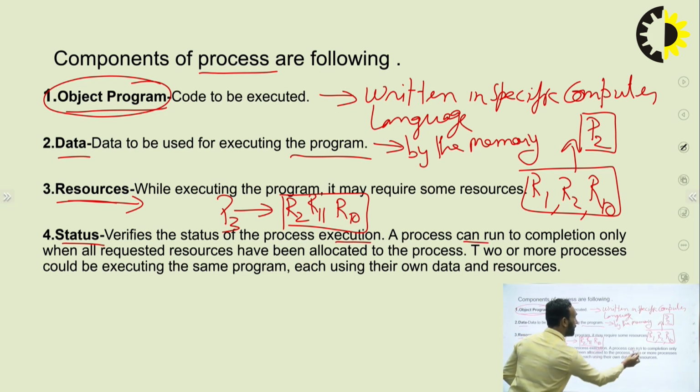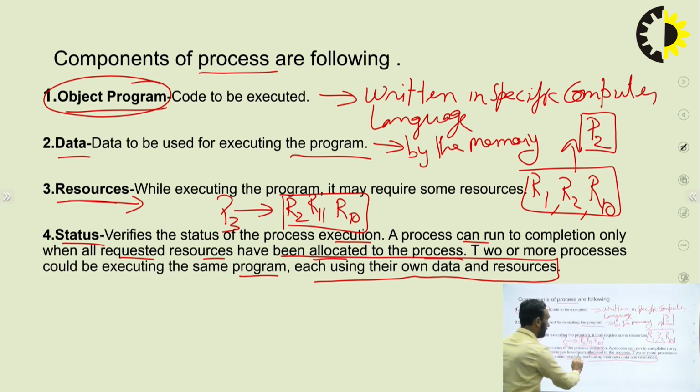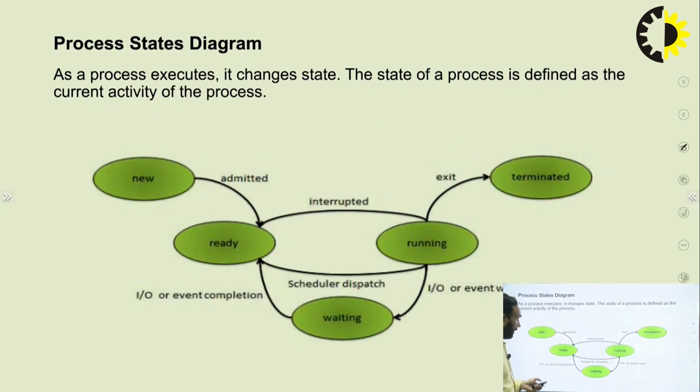A process can run to completion only when all the requested resources have been allocated to the process. Two or more processes could execute the same program, each using their own data and resources. The same program may require different data sets, or we can say different data to execute and different resources, but the program may be the same.